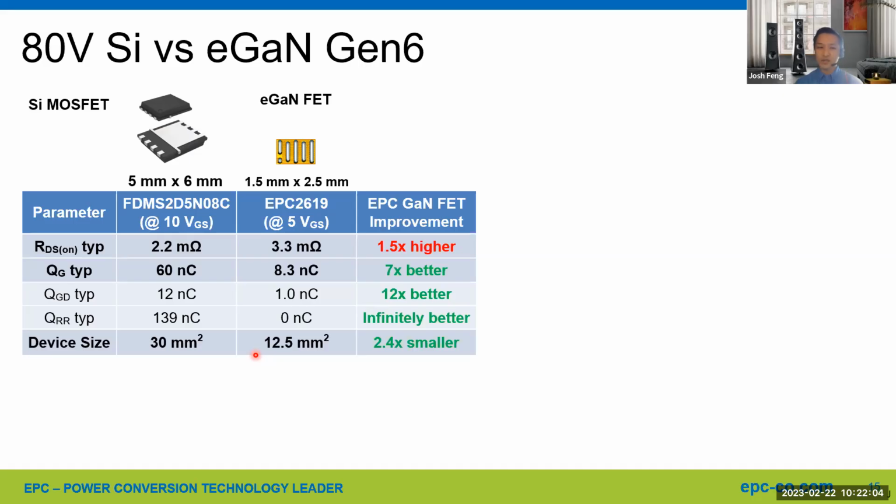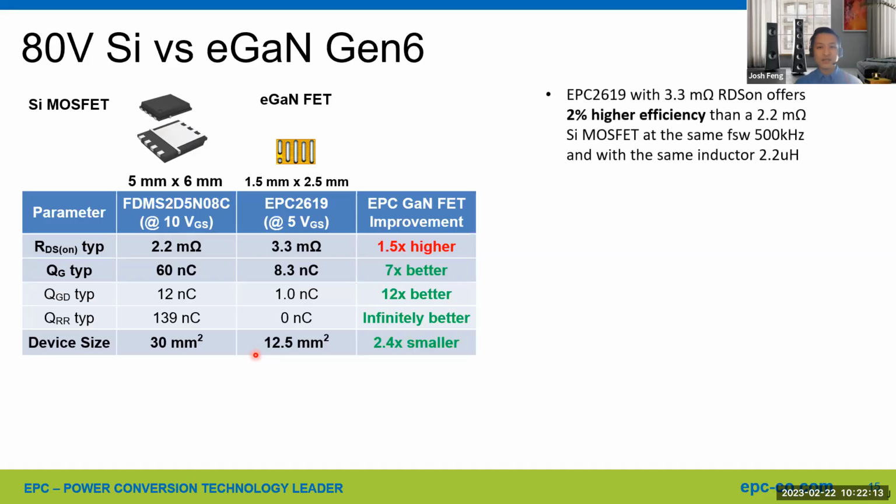So in this quite interesting one, you might think the performance might not be as good as a low RDS(on) device, but quite the contrary. For 2619, I will show more of the performance bench test later. As a quick takeaway, even though the RDS(on) is higher than another 80 volt MOSFET device, it provides as much as 2% higher efficiency, with the same switching frequency at 500 kilohertz and the same inductor, 2.2 microhenry.